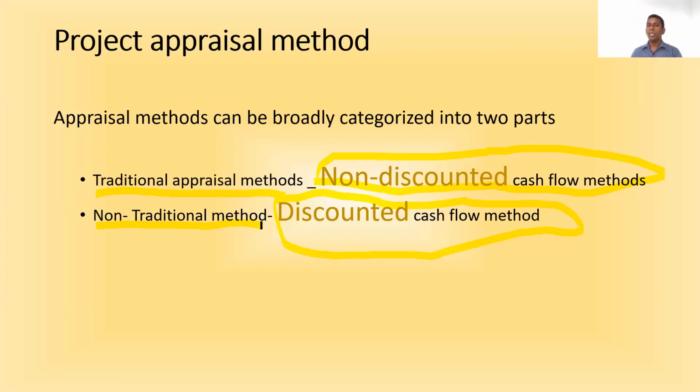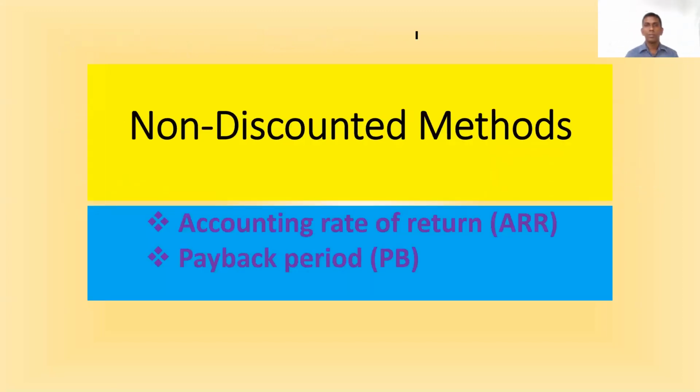Okay, my dear students, move to the next slide and identify what techniques are available under the non-discounted cash flow method. There are so many techniques available, but we are going to discuss just two. Actually speaking, there are so many non-discounted methods that can be identified, but here we are going to discuss just two different techniques. The first one is accounting rate of return, that is ARR, and also the payback period, that is PB. First one is accounting rate of return. Second one is payback period.